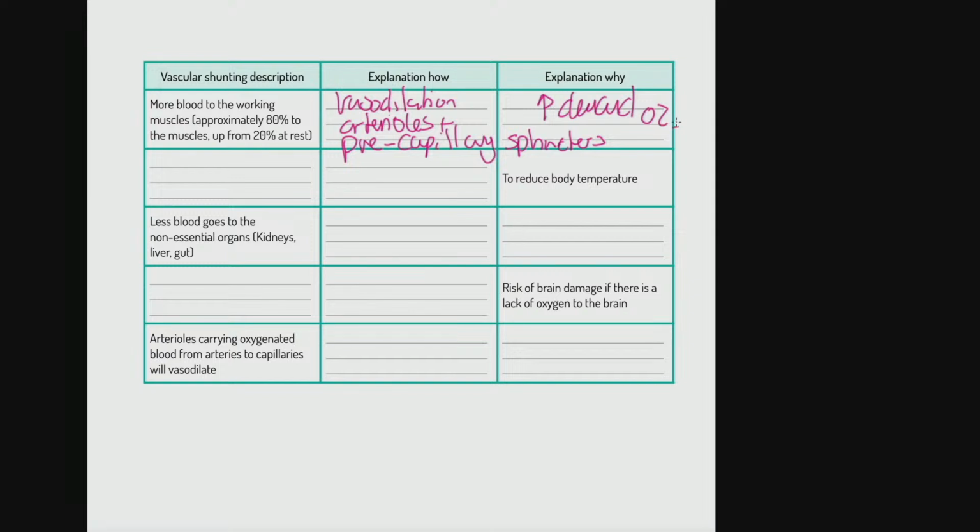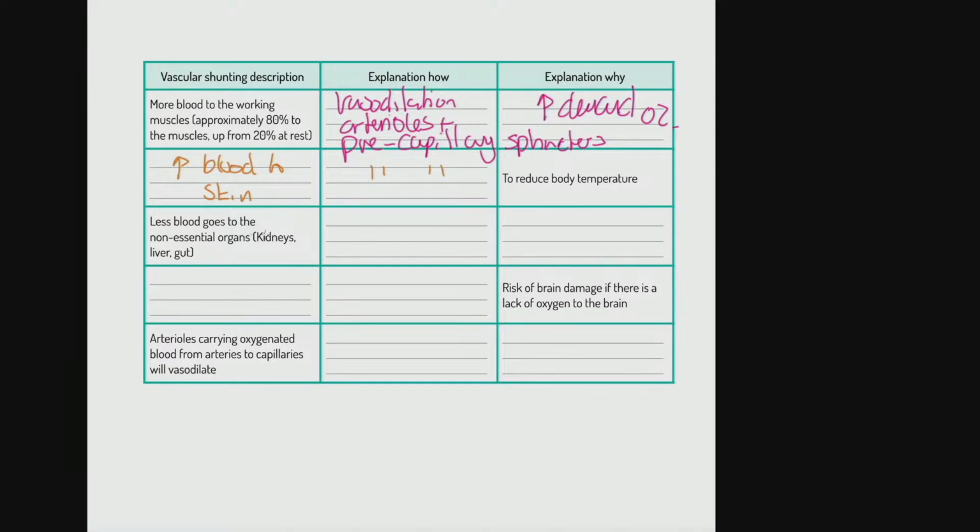Now, I'm not going to get into all of the control mechanisms and the vasomotor control, but just accept from me that's the case. What have we got here? To reduce body temperature, what's going to happen? We're going to get more blood to skin. And how's that going to happen? Exactly as we've got above: vasodilation, arterioles, and pre-capillary sphincters go into the blood.